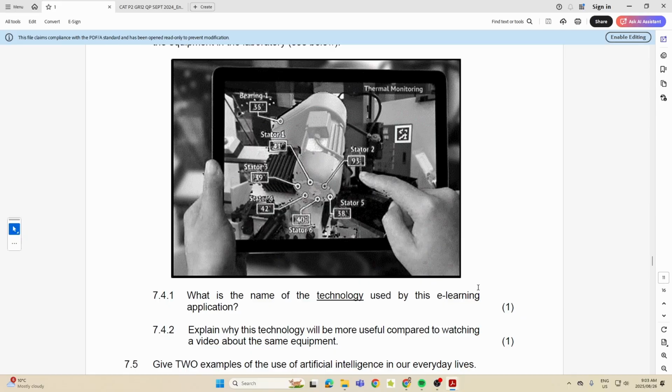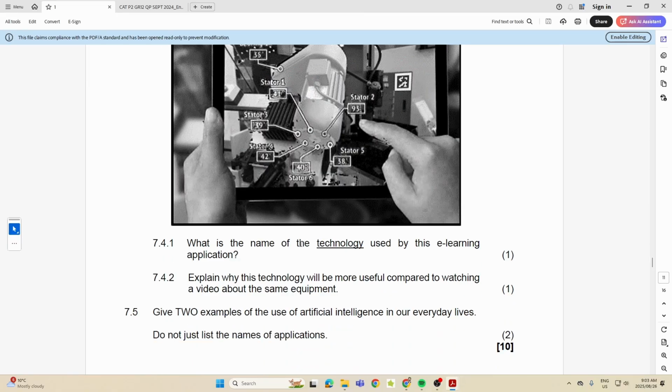I mean, this is augmented reality. There's the reality, and there's the augmentation that's added to this. Explain why this technology will be more useful compared to watching a video of the same equipment. Well, it fits the environment to what you are actually seeing at that particular time.